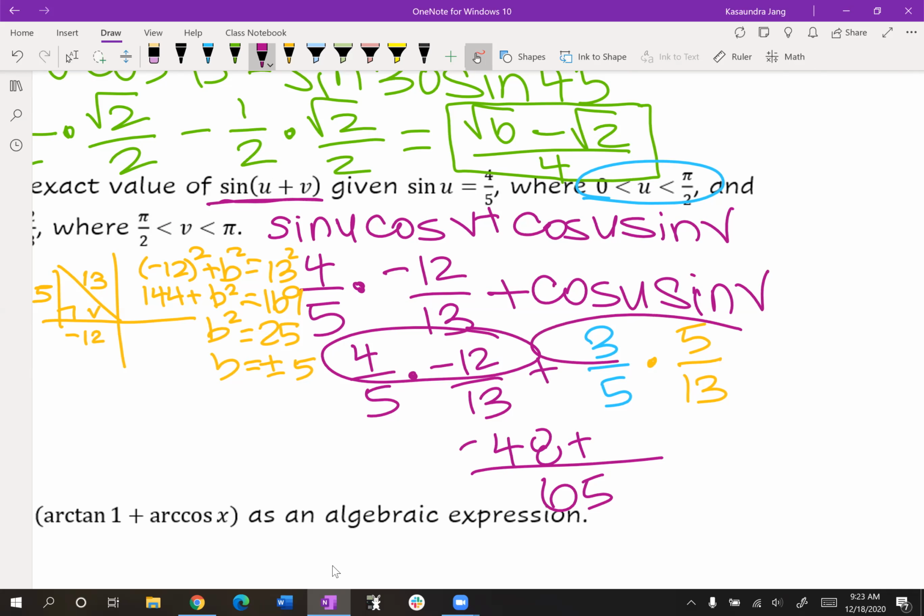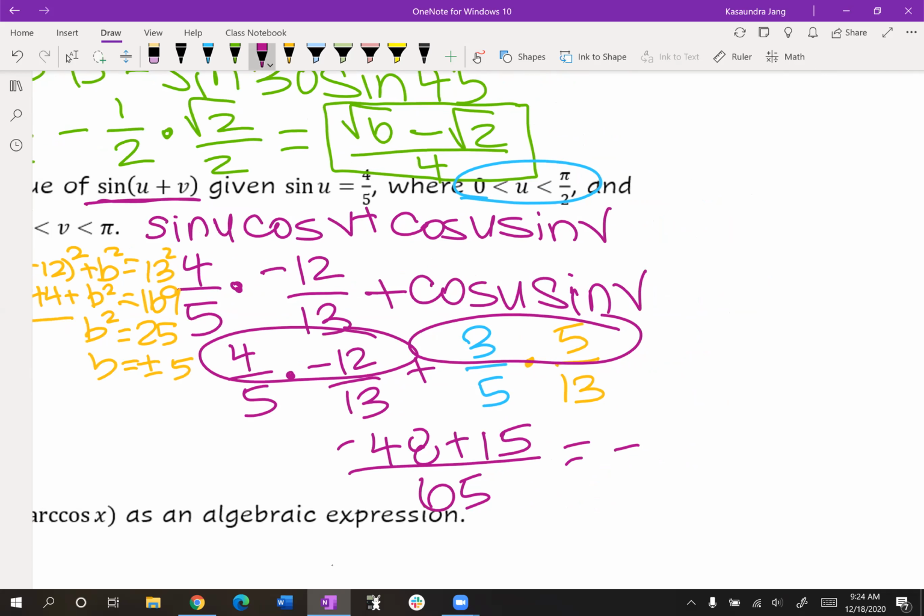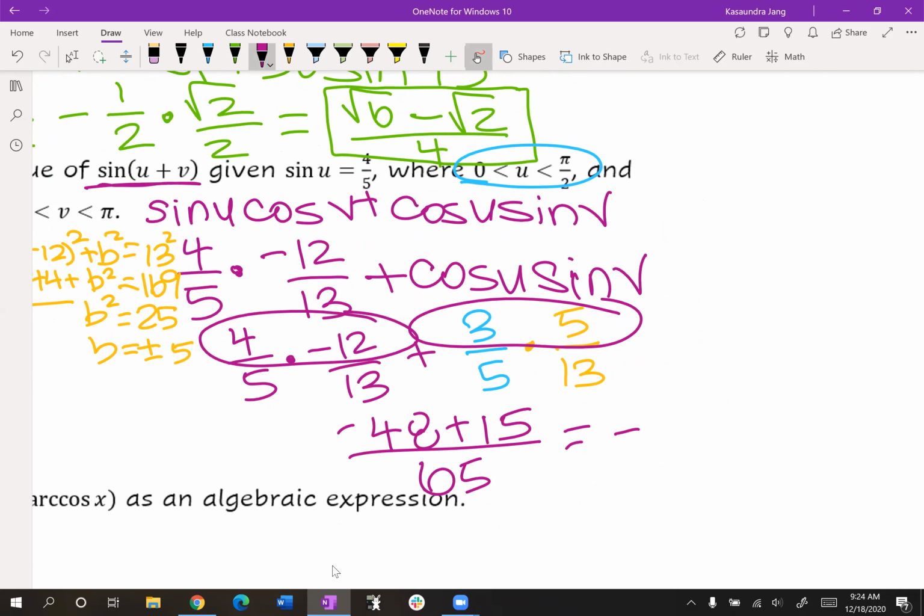Let's see, the numerators. This one over here, I've got a -48 plus, and then this is going to be a 3 times 5, so plus 15, means I'm going to end up with a -33/65. So it lets me write this. Okay, so there's my final answer.